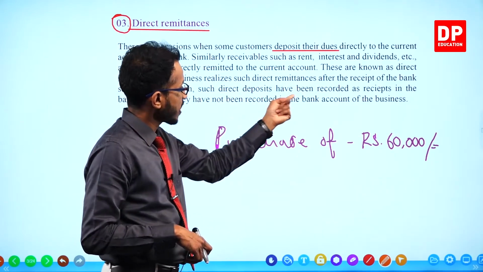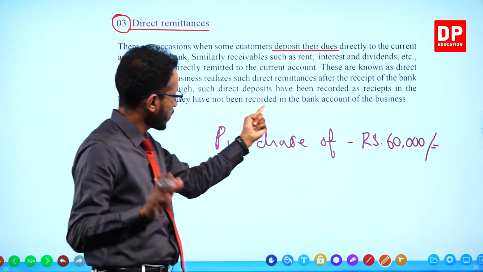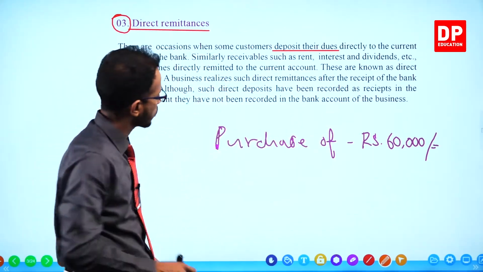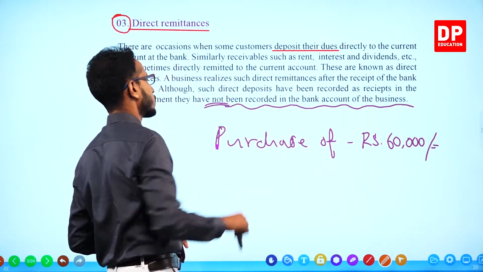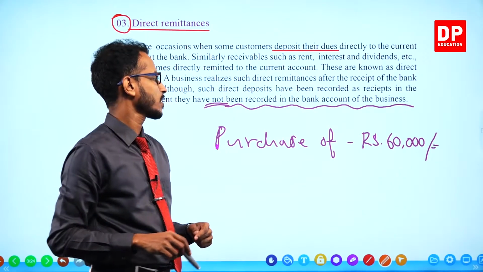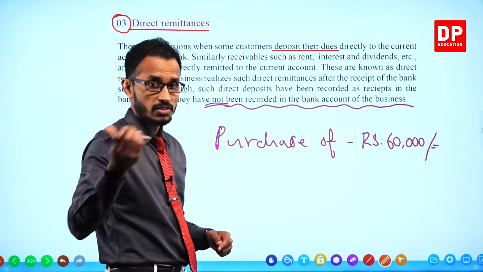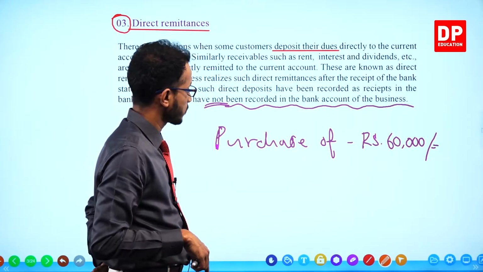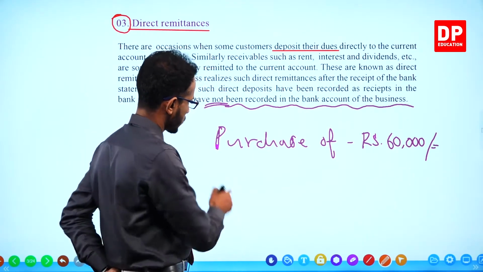Such direct deposits have been recorded as receipts in the bank statement. They have not been recorded in the bank account of the business, our bank account. Okay? Got it? Shall we move on? I'll do a very quick adjustment, completing this.